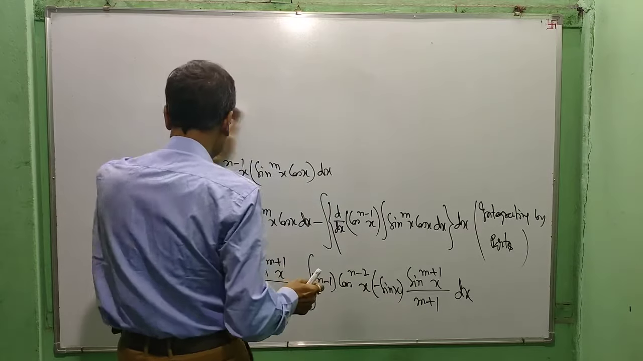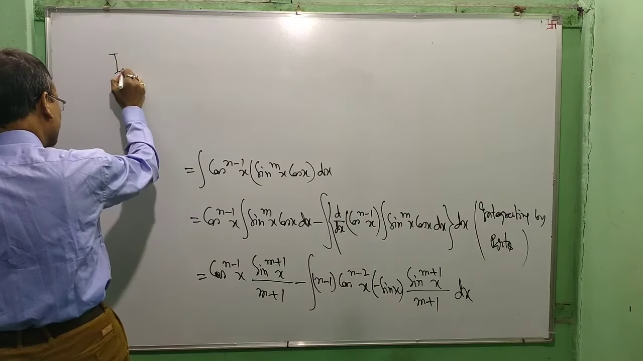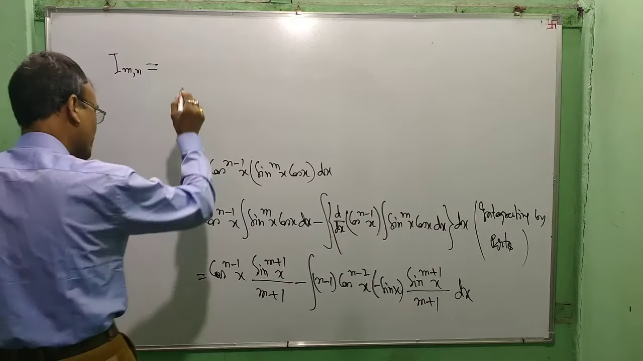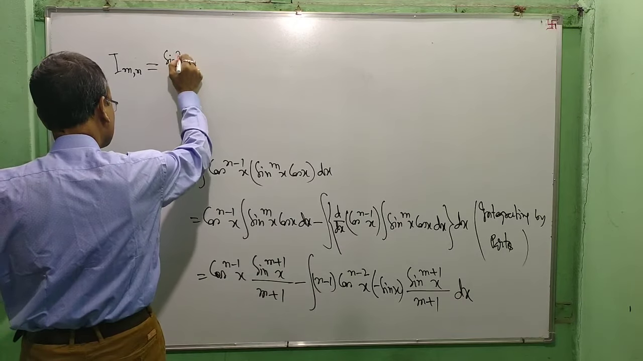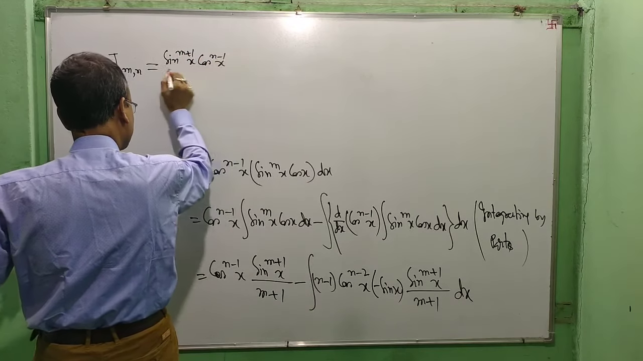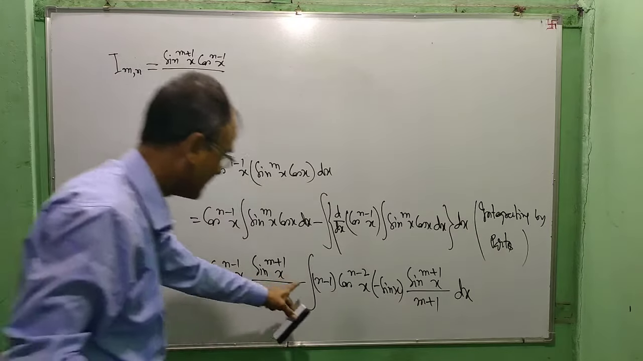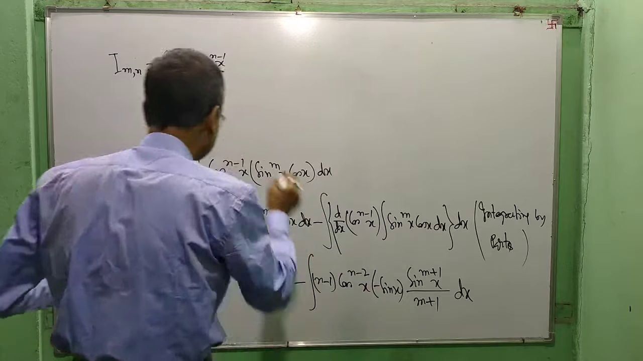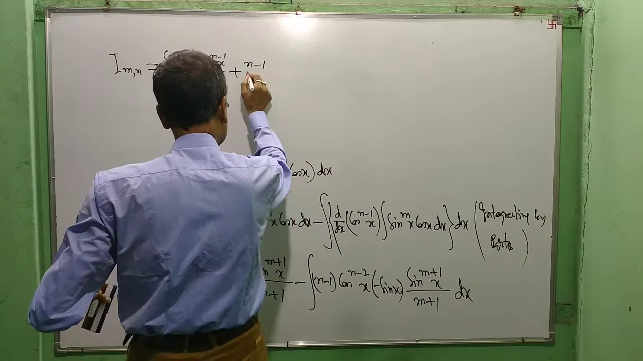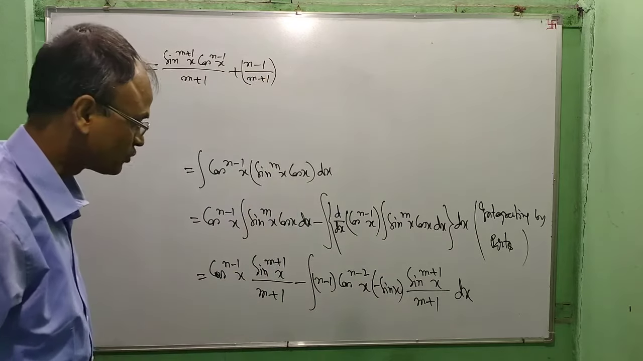Left hand side is equal to I_{m,n}. This is equal to, first you write, sin to the power m plus 1 x cos to the power n minus 1 x divided by m plus 1. Minus minus means plus, n minus 1 divided by m plus 1.